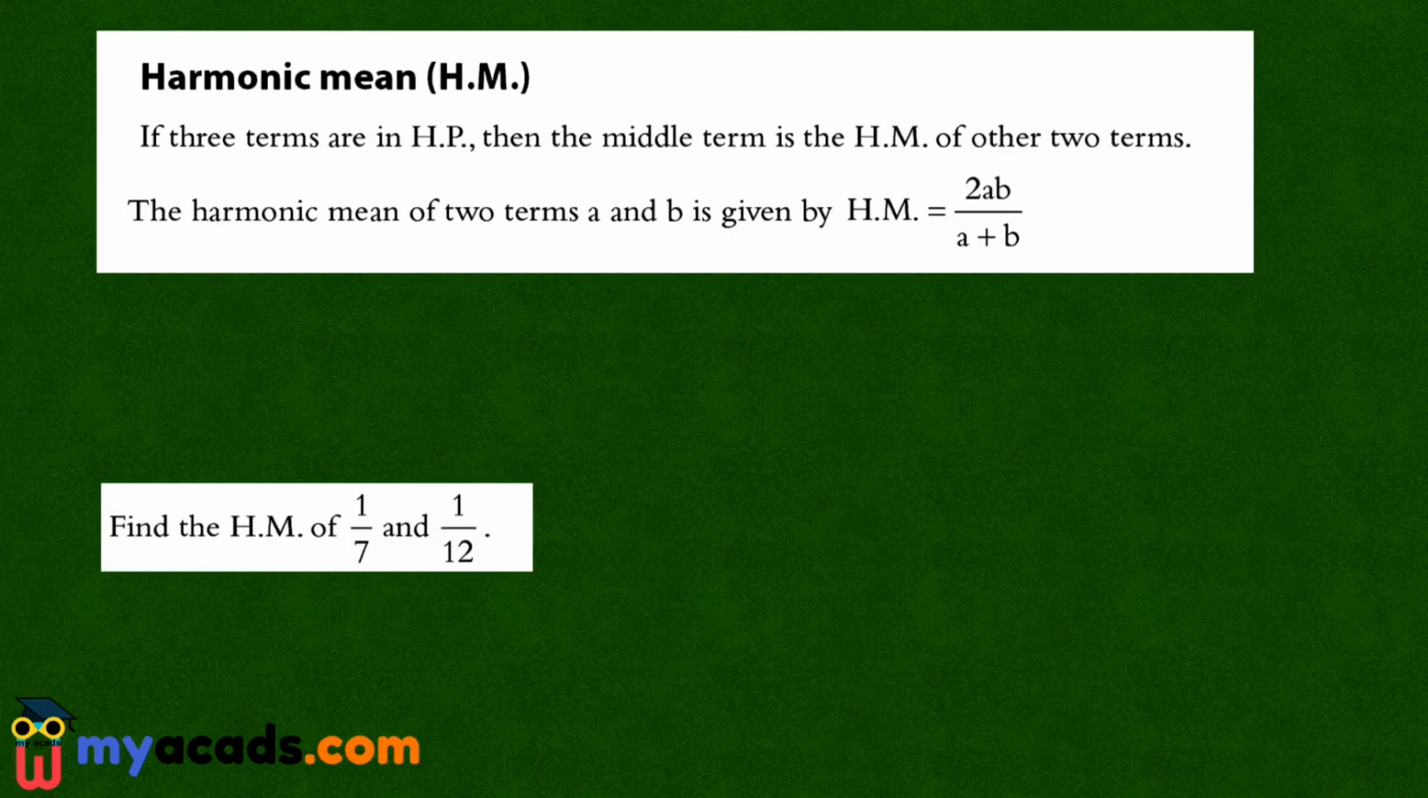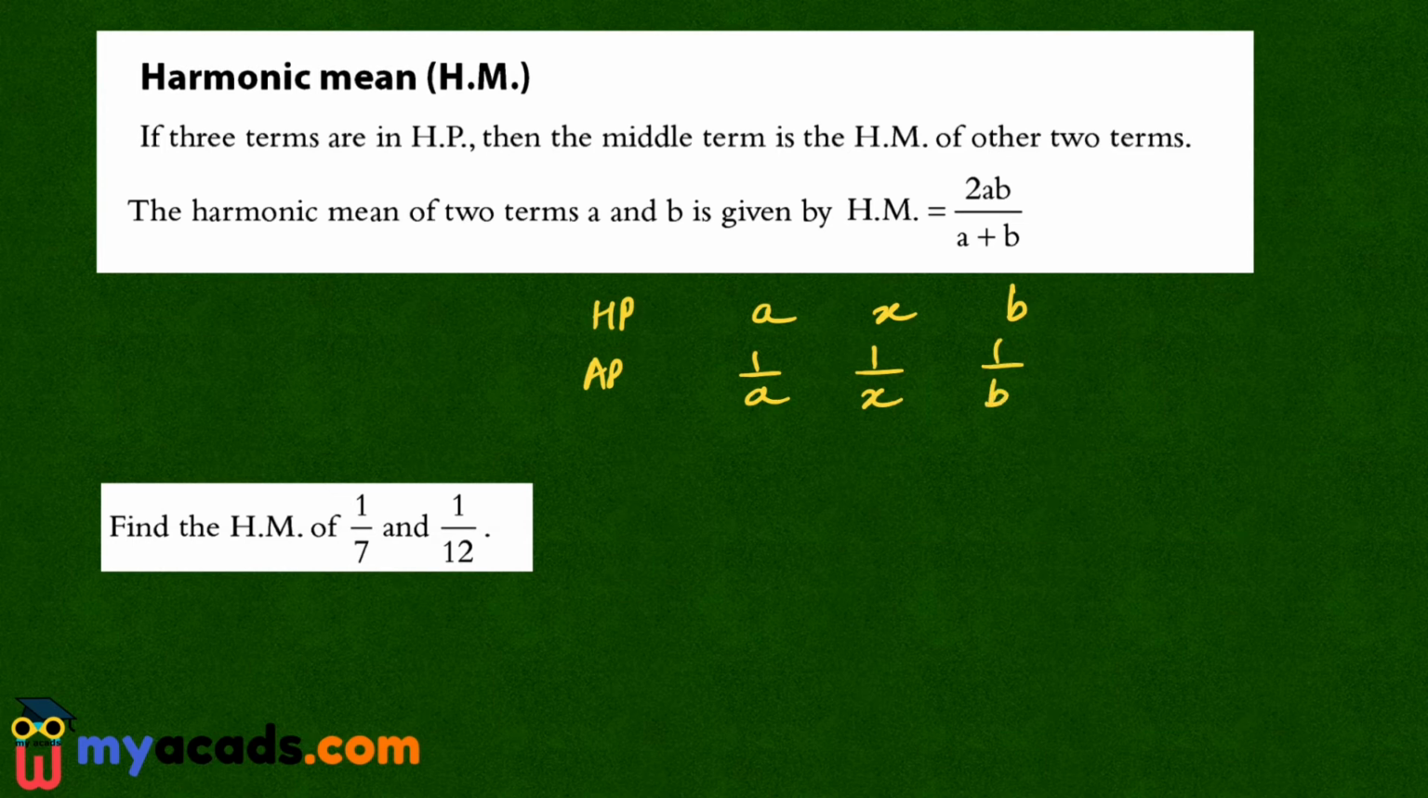Let us understand the concept of harmonic mean. If 3 terms are in harmonic progression, then the middle term is the harmonic mean of the other 2 terms. For example, my two terms are A and B, and the middle term is X. Now this is HP. It means the reciprocal of these terms will be in AP. So my AP is 1 upon A, 1 upon X, 1 upon B.